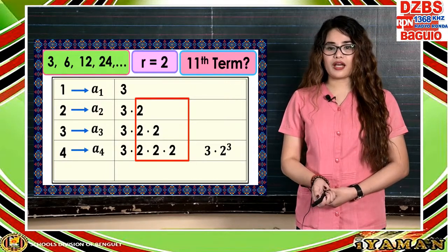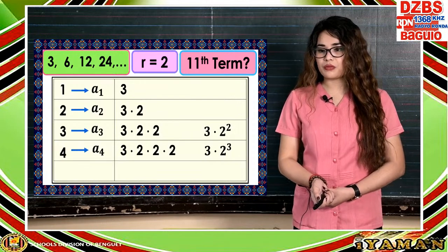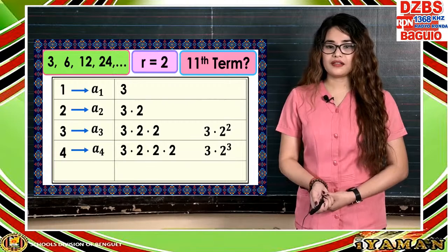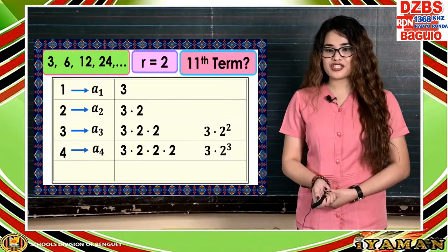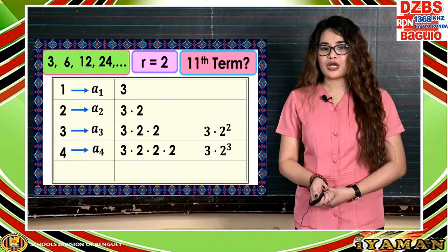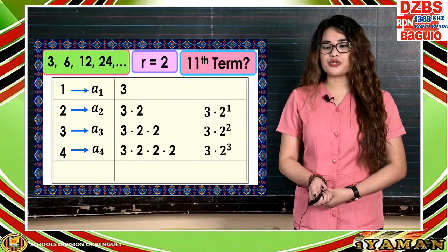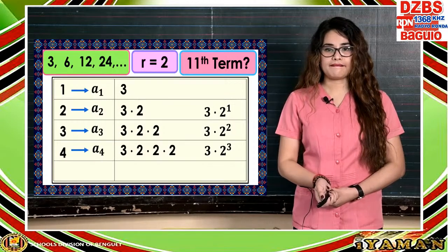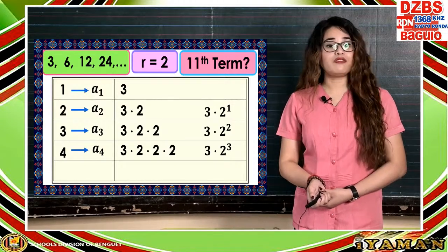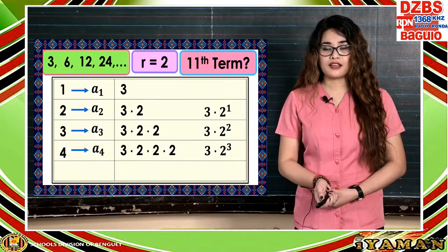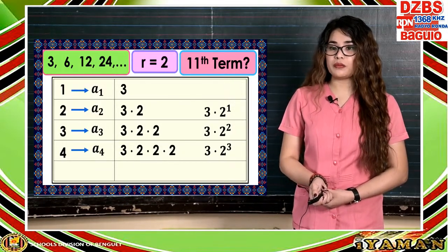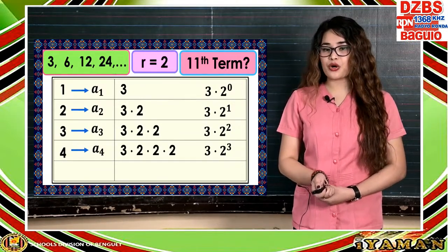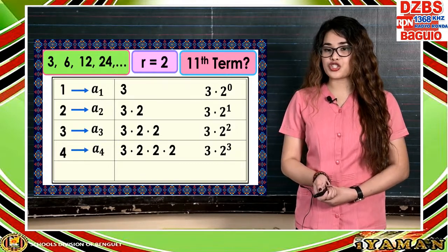The term before that would be 3 times 2 raised to 2. Again, the term before that, which is just 3 times 2, using an exponent, we will write as 3 times 2 raised to 1. Now, if we keep using exponents, the first term, which is 3, will be 3 times 2 raised to 0, since 2, or any number raised to 0, is just 1.